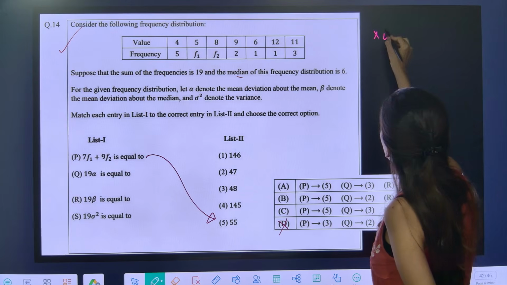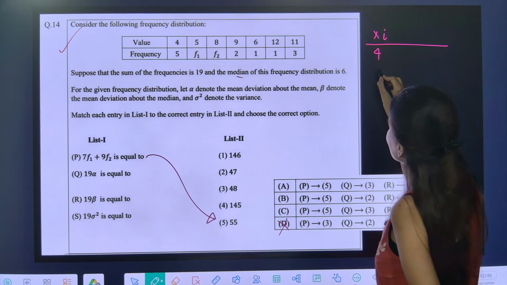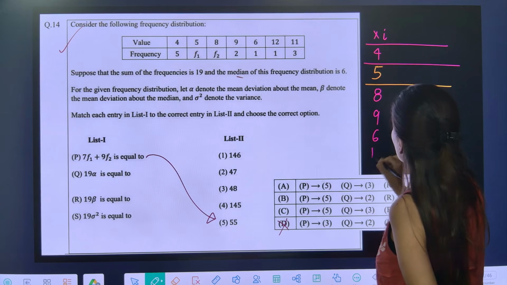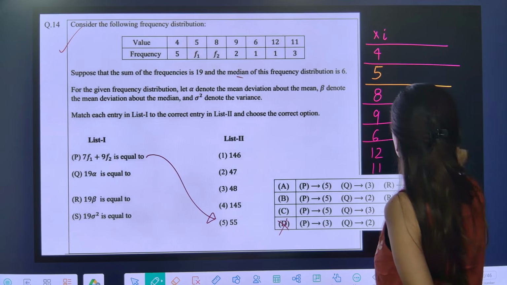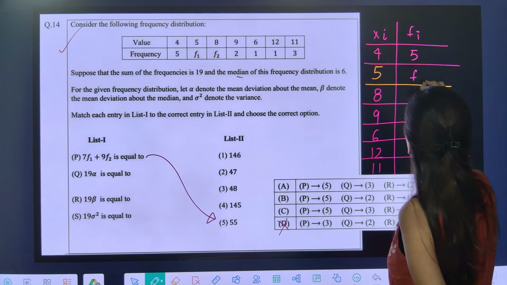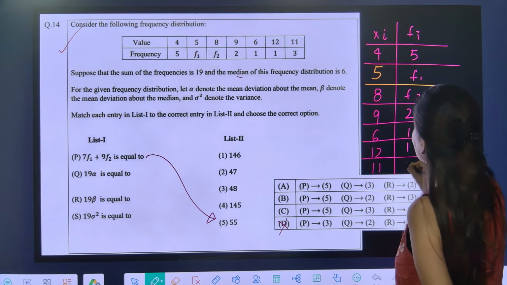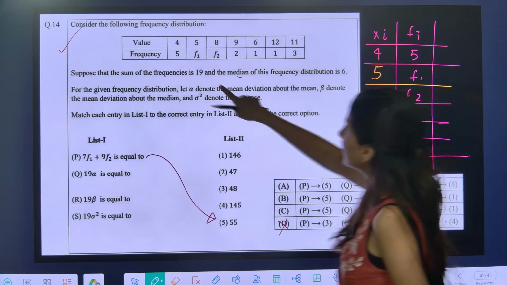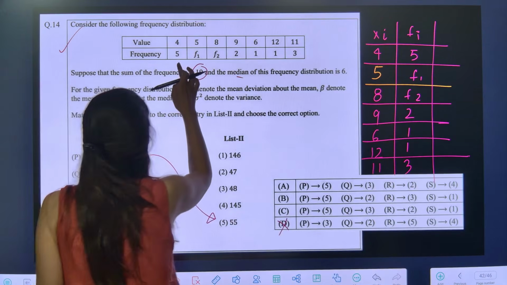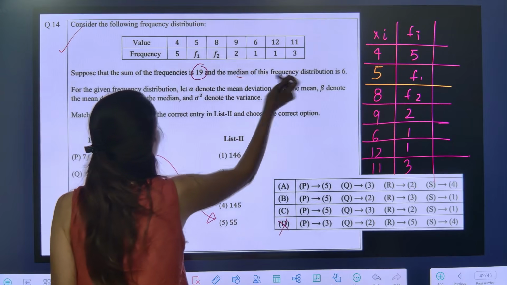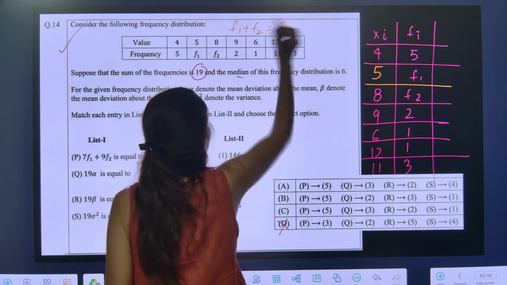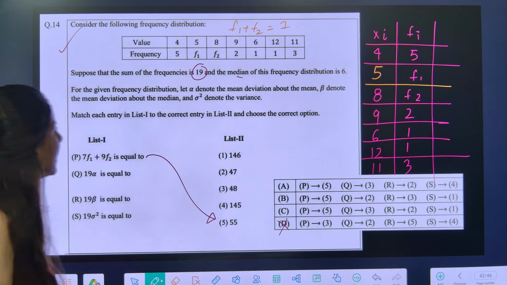So for X, I'll create my own table. 4, 5, 8, 9, 6, 12, 11. Now the frequency is given already: 5, F1, F2, 2, 1, 1, 3. Now the sum of all the frequencies is 19. So let's add everything: 5, 6, 7, 8, 9, 10, 11, 12. So F1 plus F2 plus 12 is equal to 19. So this is 7. F1 plus F2 is 7.